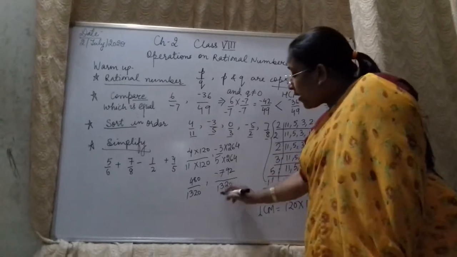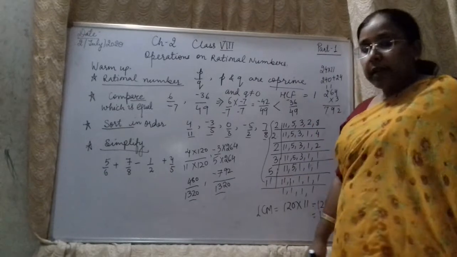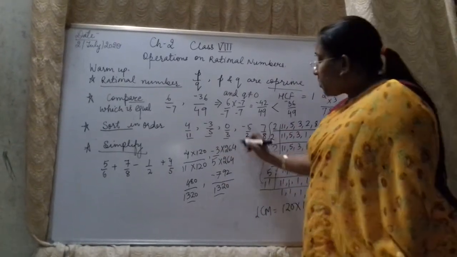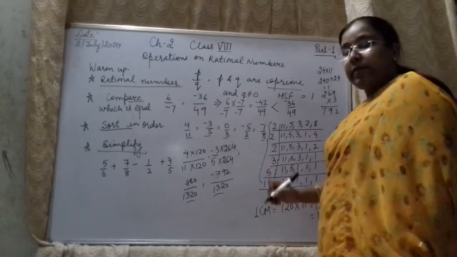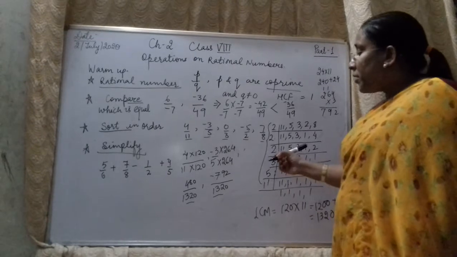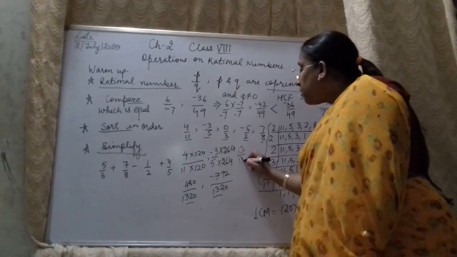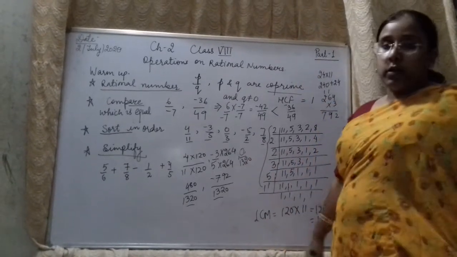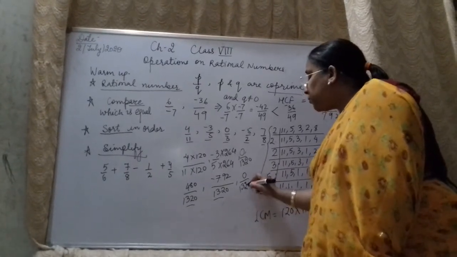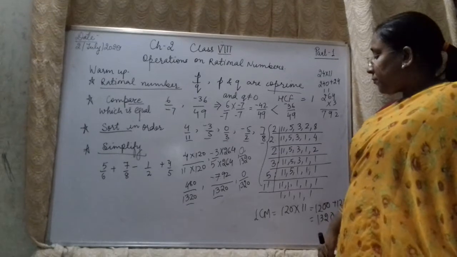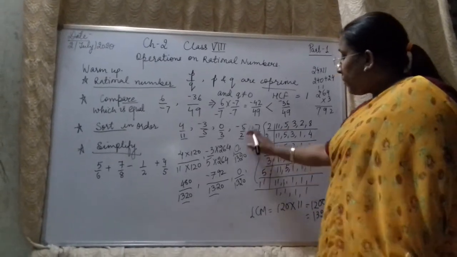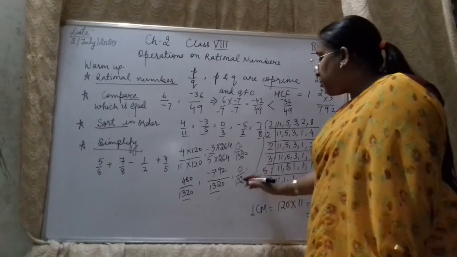And then we can easily compare because all have the same denominators. Then comparison and sorting will be easier. Next term is 0 upon 3, which is 0. So 0 when multiplied by any of the denominators gives 0 only. Okay, so we can simply write 0 upon 1320. Similarly we will do for minus 5 by 2 and so on.